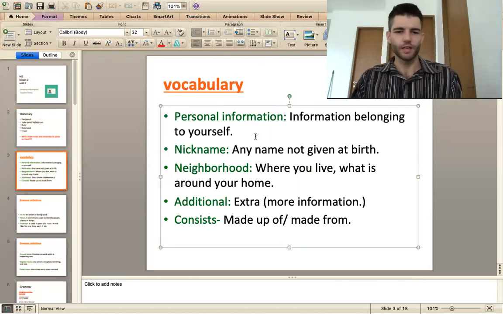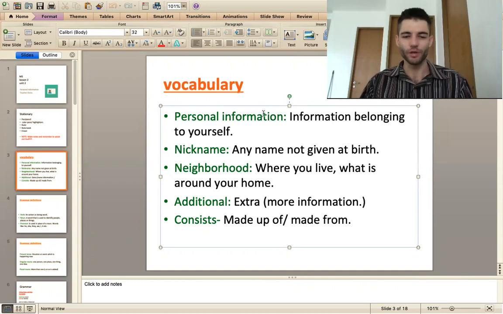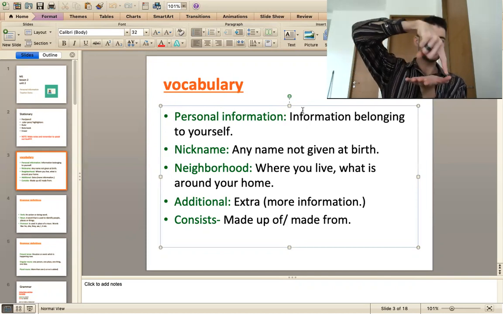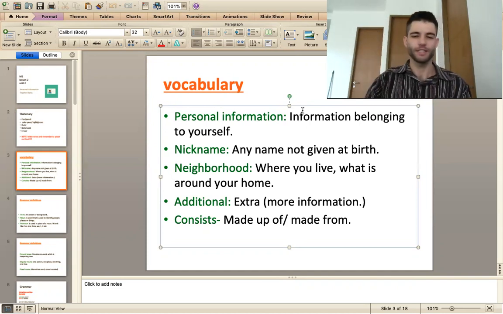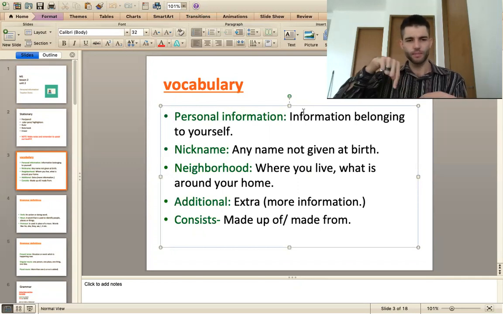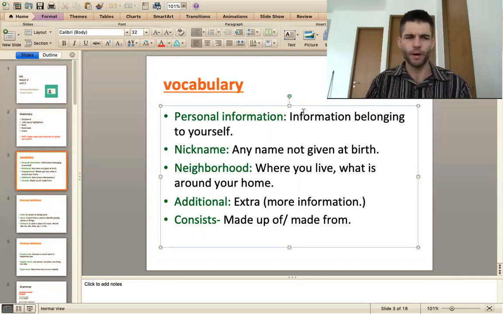Okay, so you can see number 3, we can say it together, neighborhood. Can you say neighborhood? So what's a neighborhood? Where you live and what is around your home. So if your home is here, everything around your home is your neighborhood. So there might be different shops, a market, some other buildings or homes, a park. So everything around you is your neighborhood.